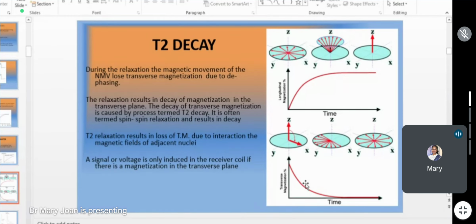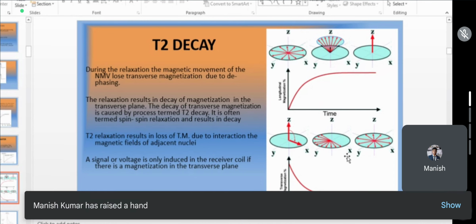A signal or voltage is only induced in the receiver coil if there is a magnetization in the transverse plane. So with respect to time, how much is the difference? Here is in the transverse plane. With respect to time, you can see the percentage of longitudinal magnetization and transverse magnetization, how the longitudinal magnetization varies and the transverse magnetization varies. The transverse magnetization loss in magnetic moment is T2 decay, and the longitudinal magnetization gain is called T1 recovery. So correspondingly, what happens along with time is what we are seeing here.